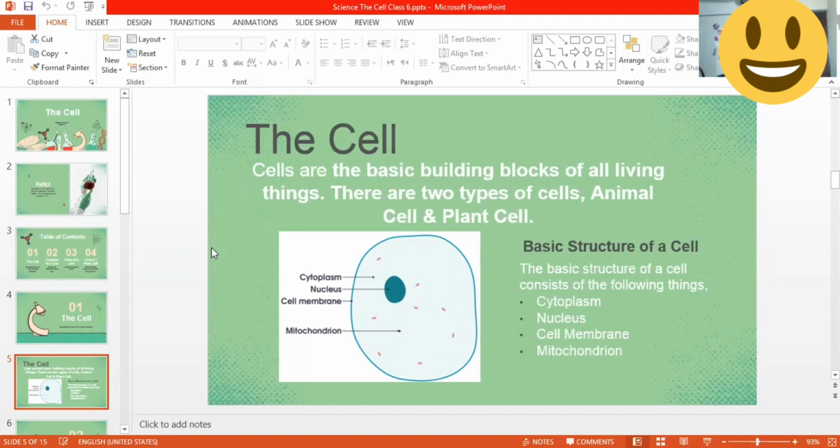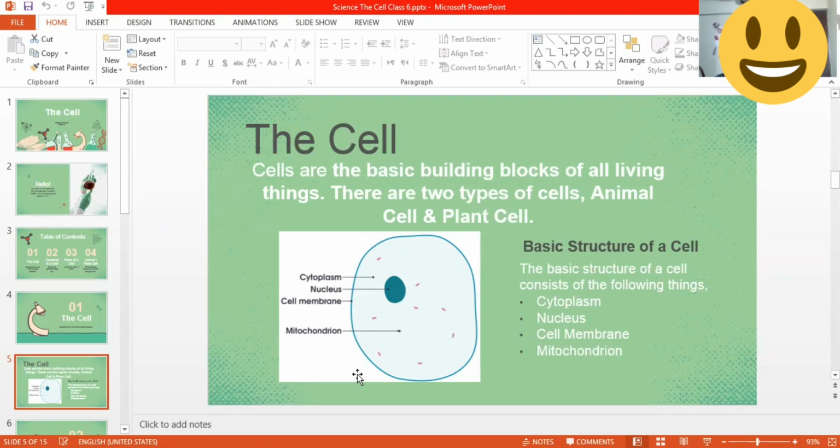Okay? The basic structure of a cell includes cytoplasm, nucleus, cell membrane, and mitochondria. You can see in this picture that I've shown that this is the cytoplasm. The cell is filled with cytoplasm. This is the nucleus. Cell membrane is the outside layer, the border of the cell. And mitochondria, these little needles, beads type things that you see in the cell, these are the mitochondria.